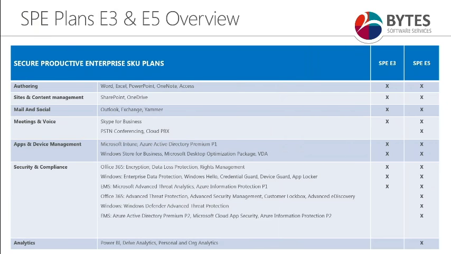So along with Office 365 E3 and E5 and Windows E3 and E5 and so on, Microsoft have released two plans for a Secure Productive Enterprise. E3 includes EMS E3, Office 365 E3 and Windows E3. And as you might expect, Secure Productive Enterprise E5 includes the E5 equivalents of those products.